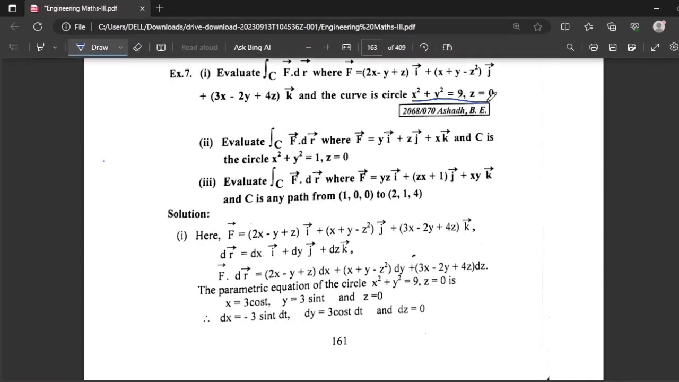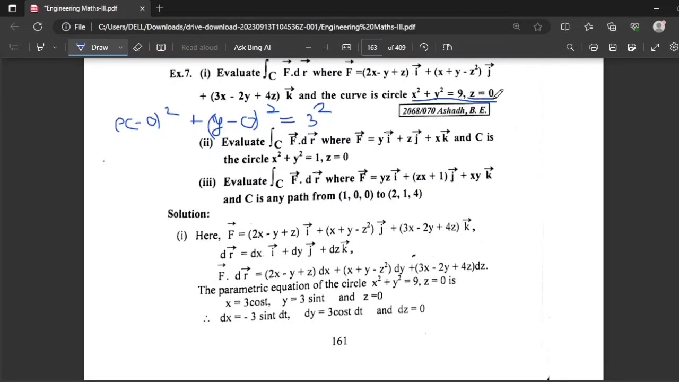So this circle can also be written as (x minus 0) the whole square plus (y minus 0) the whole square equals 3 square. (x minus 0) the whole square is the same thing as x square, (y minus 0) the whole square is the same thing as y square, and 3 square is 9.